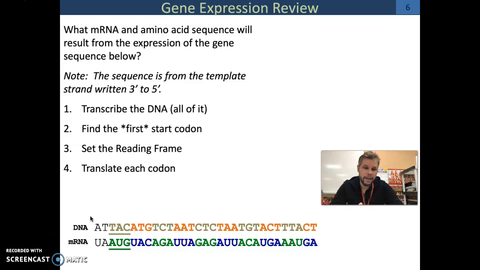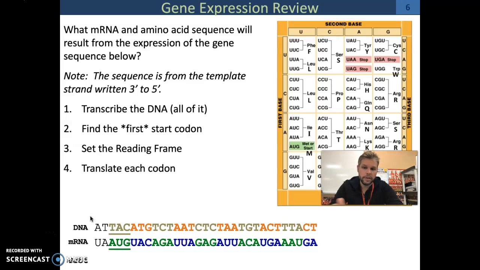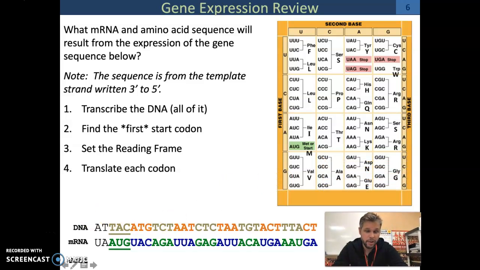Now I want to translate each codon, right? And I want to put its appropriate amino acid. So I'm going to need my chart in order to do that. I need my codon chart. I gave you guys one last week, right? Or you can just look it up on the internet if you lost it.